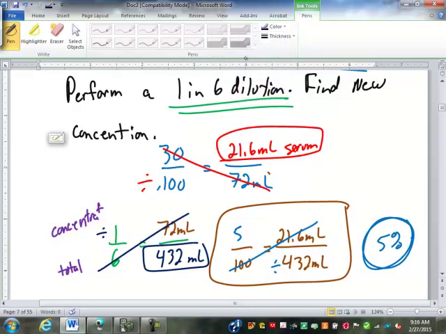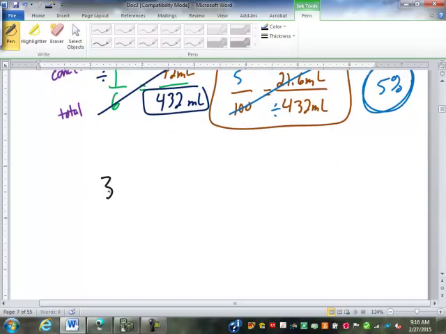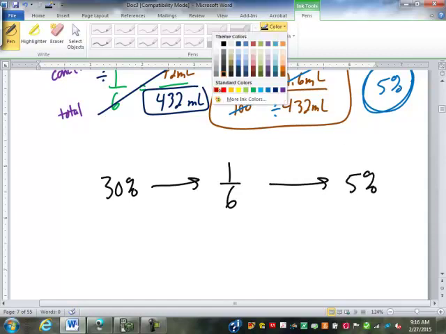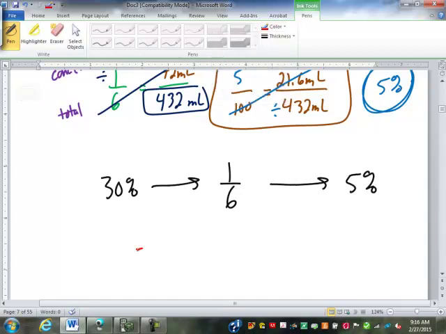Now what I just did there is a lot of math, a lot of work to prove a very simple concept. We took a 30% solution through a 1 in 6 dilution, ended up with a 5% solution. Anybody see a relationship there? You just multiply the percent by the fractional dilution. 30% times 1/6 is 5%.